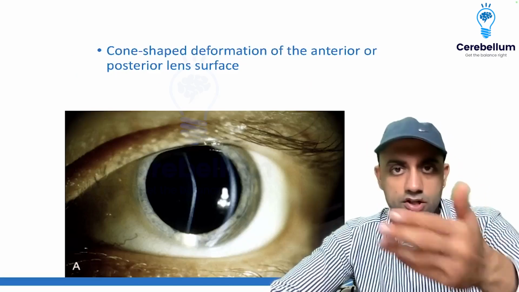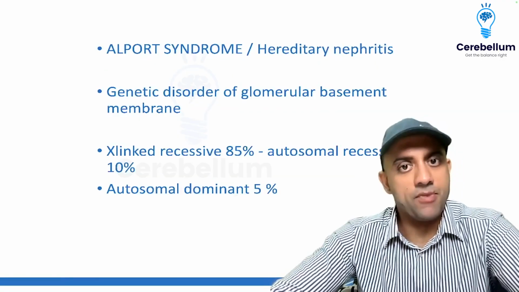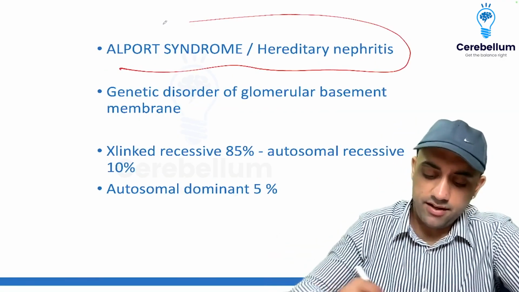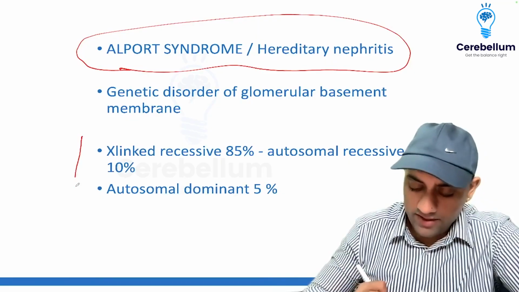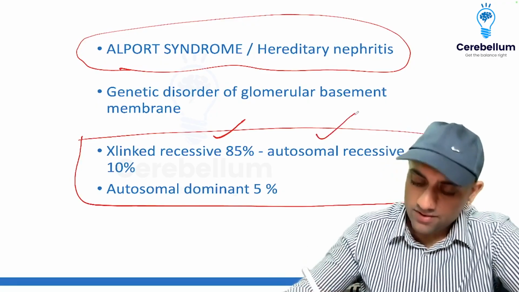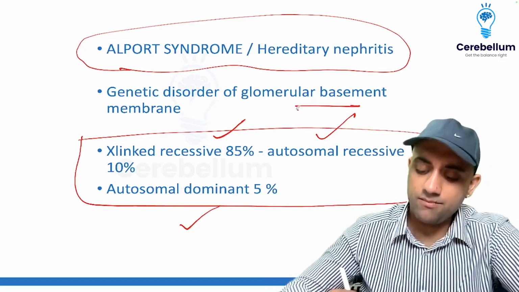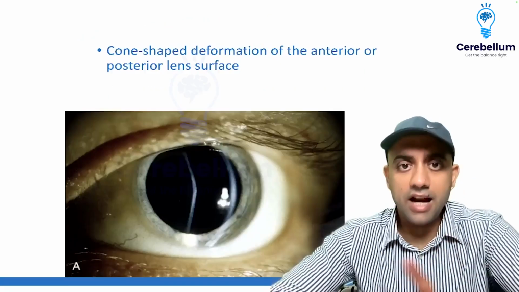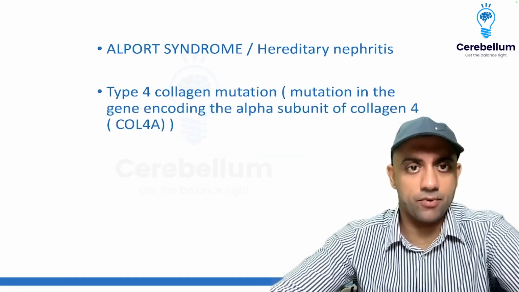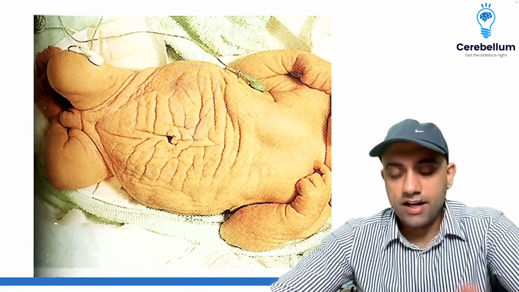Cone shaped deformation of the anterior or posterior lens surface is known as anterior lenticonus. Alport syndrome is also known as hereditary nephritis. This is also a very irritating point: 85% are X-linked recessive, 10% are AR, 5% are AD. It's a genetic disorder of the glomerular basement membrane. The triad was the exam question. Okay, and yes, this is fine.